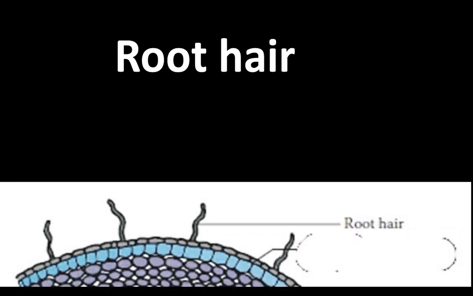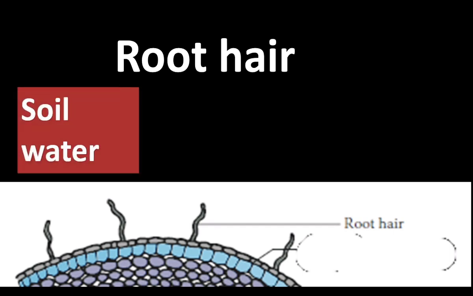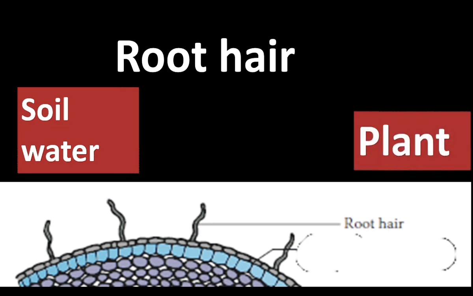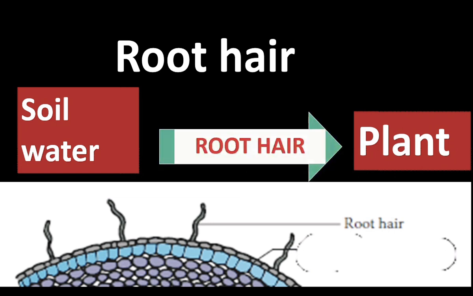Root hairs. We have already studied root hairs in Unit 12. In a plant body, the root outer surface is covered by epidermis. The root epidermis has root hairs. These root hairs transfer soil water into the plant. Soil water is transported into the plant through root hairs. Root hairs absorb water.